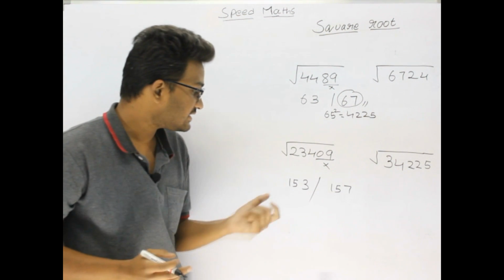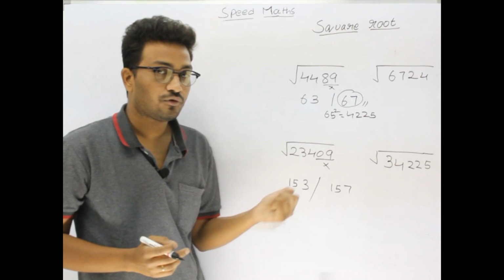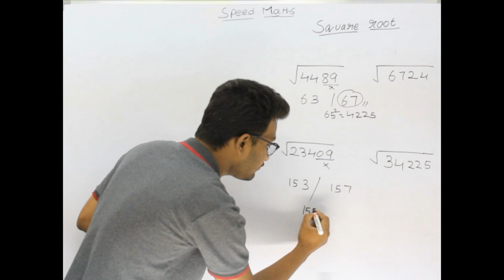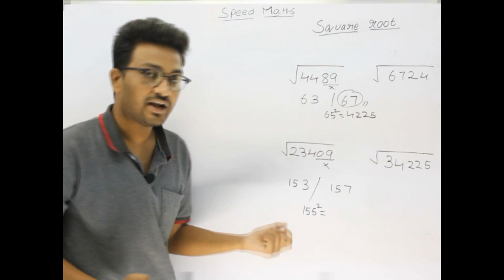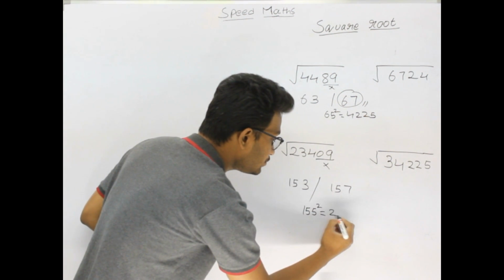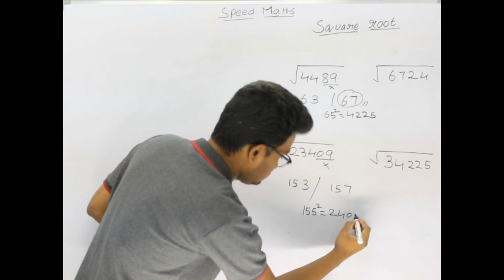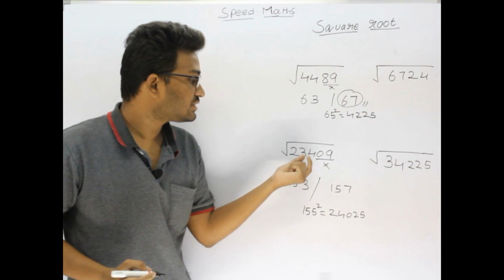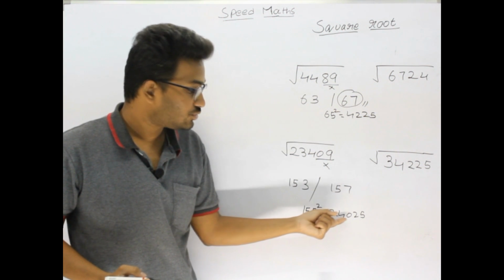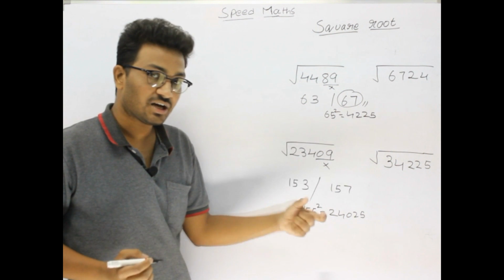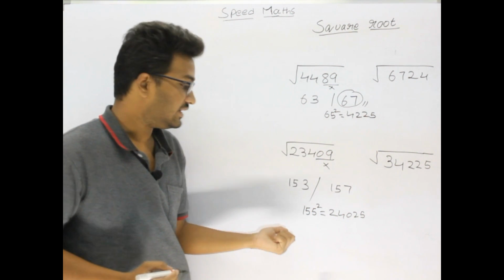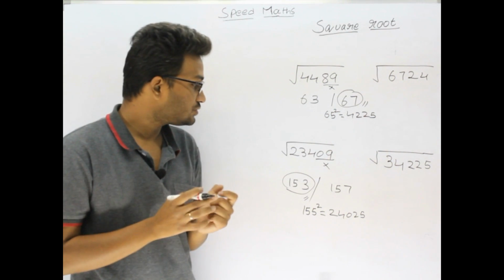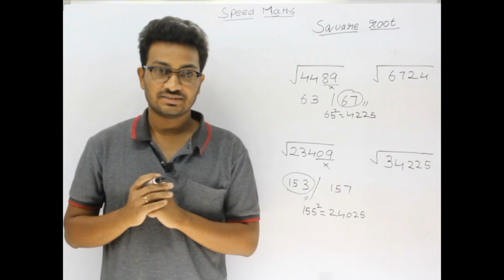And now we don't know what is the square root of 23409 exactly. So take a middle value. Let's consider that middle value as 155 square. And we know that 155 square is 24025. Now this number 23409 is less than 24025. So we have to take a number which is less than 155. That is 153. So the square root of 23409 is 153.